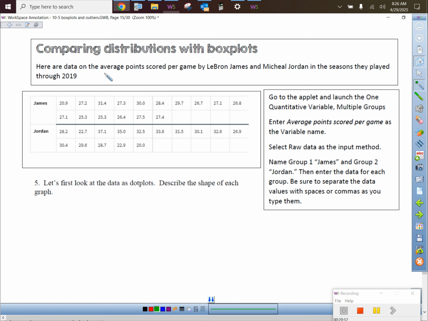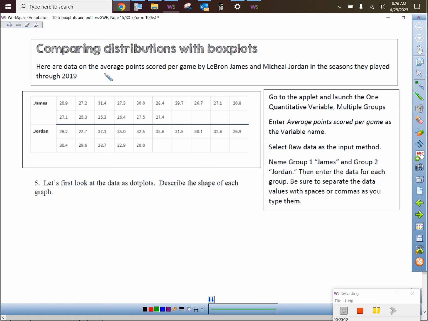So let's do this. It tells you what to do here in the instructions, but let's go to the applets. And I'm going to just go back to the menu right here. We want to do one quantitative variable, but we're going to do multiple groups because we're going to compare LeBron James to Michael Jordan. So who's on top in the chart? Is it James or Jordan? So let's put James right here and Jordan right here.